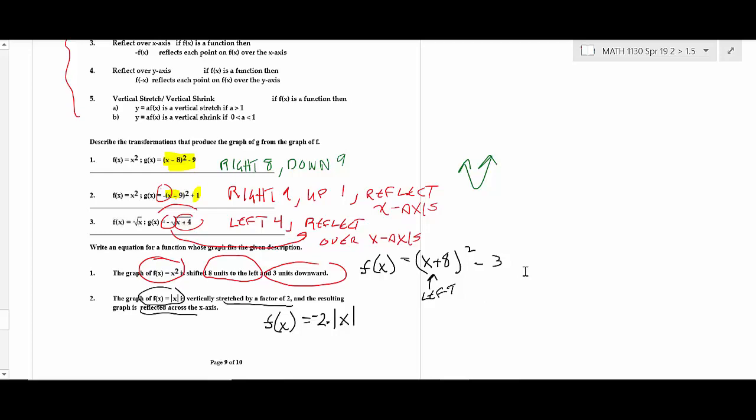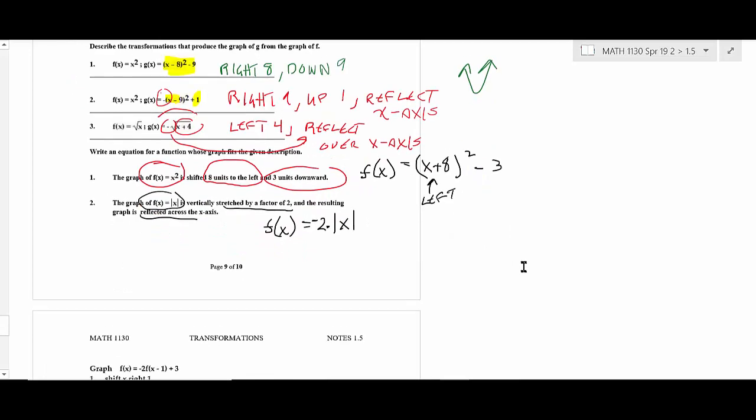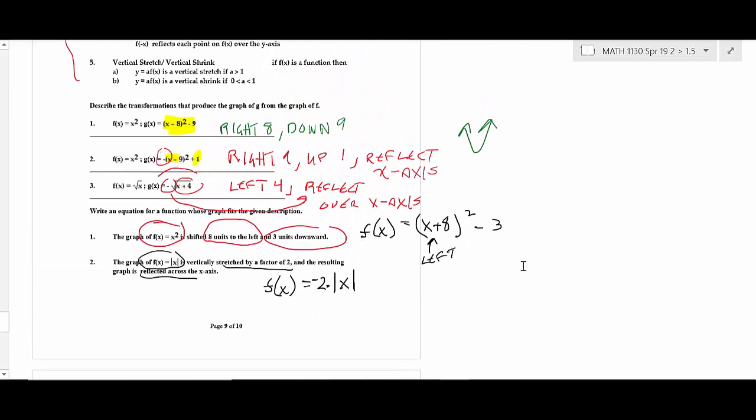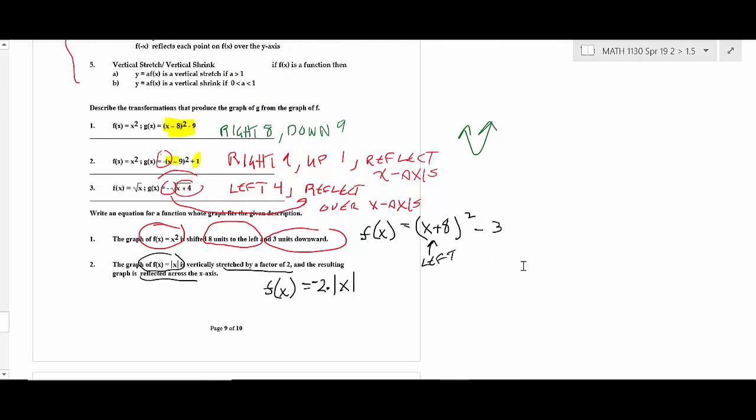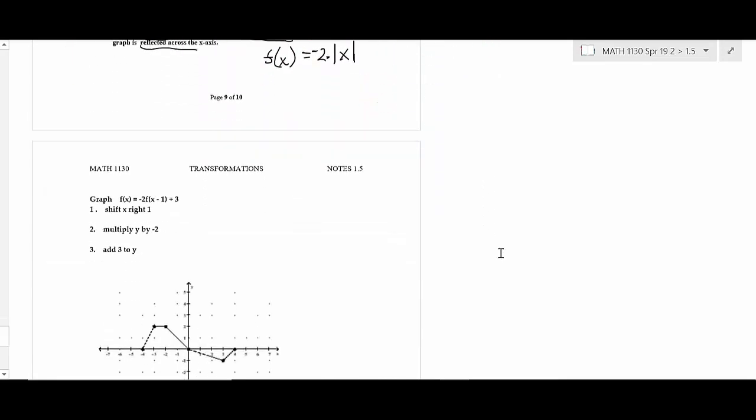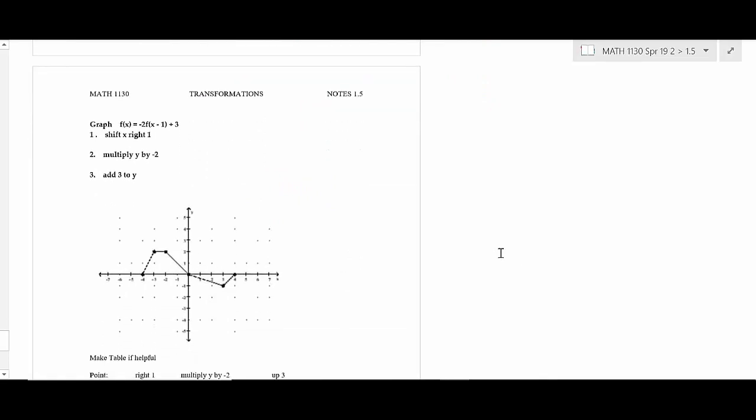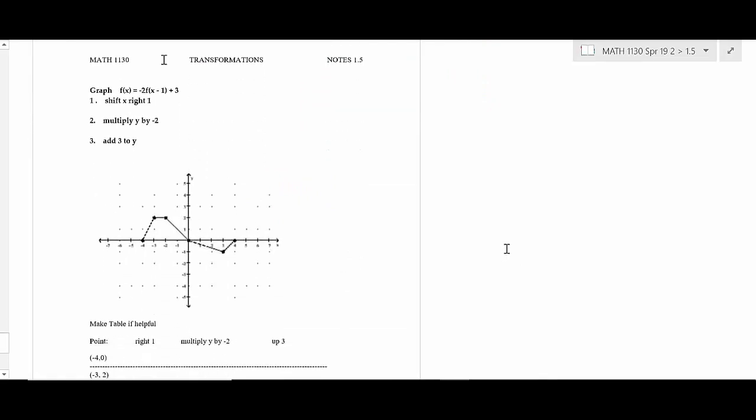Now, I'm going to do one more, I think, on the next page. This is just sort of generic. If I give you a function, I don't actually give you what the function is algebraically, I just give you the graph. This is one of the best ways to check and see if students understand this or not. So this is just sort of a generic function, and we know if it's inside the function, that's going to take you to the right 1. If it's outside the function, adding and subtracting, that's going to take you up 3.